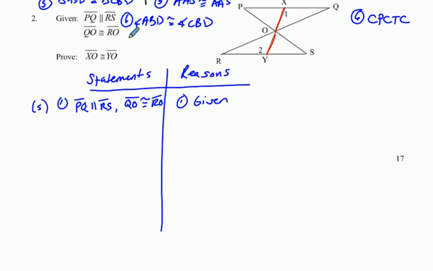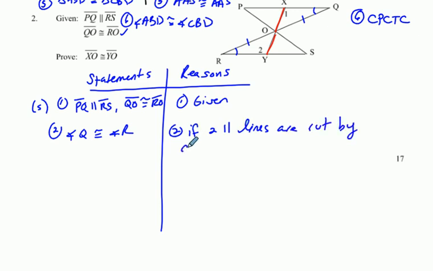QO, being congruent to RO, is a pair of sides in the two triangles. And PQ and RS being parallel helps me because then I can find a pair of alternate interior angles that are congruent, such as angle Q and angle R. The reason is, if two parallel lines are cut by a transversal, alternate interior angles are congruent. Now, based on my picture, I have a pair of sides that are congruent and a pair of angles that are congruent. So I think it'll be easiest to show that these two triangles in yellow are congruent to each other because I already have an angle and a side in each.